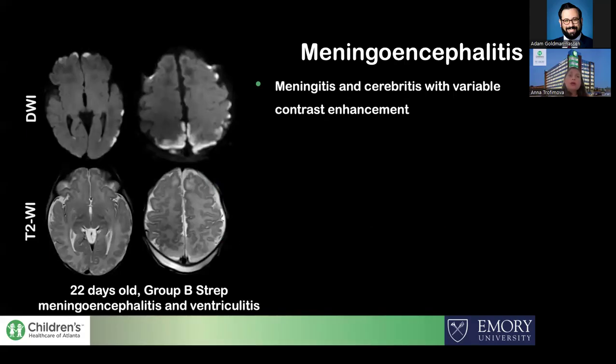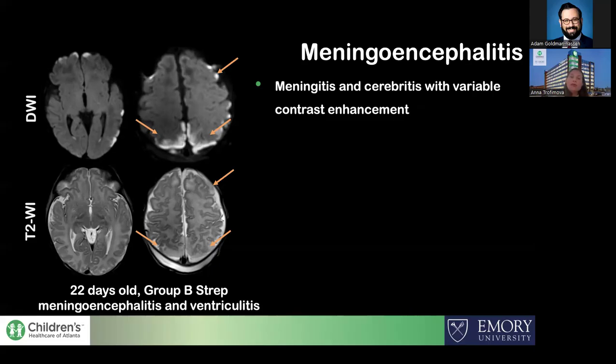So what are the imaging findings that we can see? It's really a broad spectrum of findings that we can appreciate. So first of all, of course, it's going to be the presence of meningitis and cerebritis with variable contrast enhancement. Like you can see in this example on the left, this is a 22-day-old with a group B strep meningoencephalitis and ventriculitis.